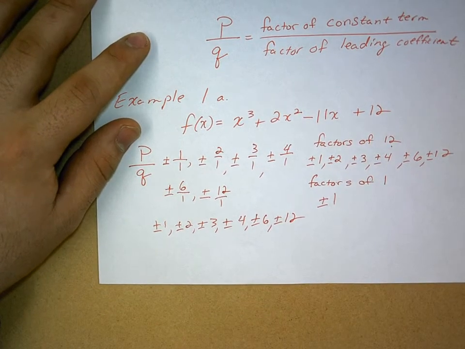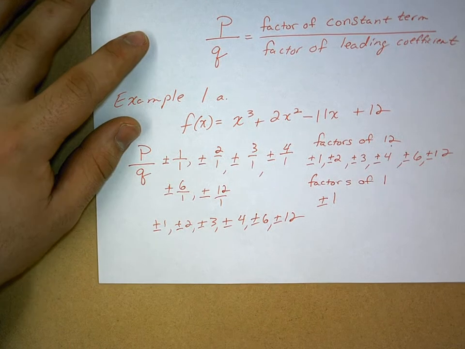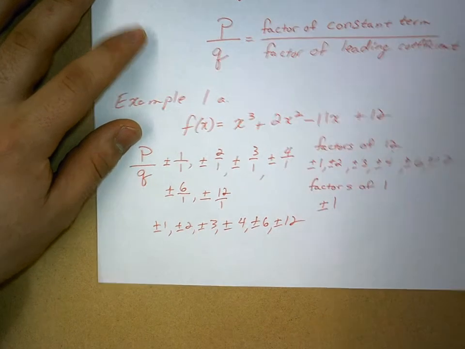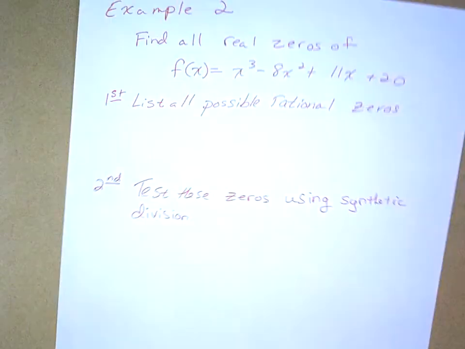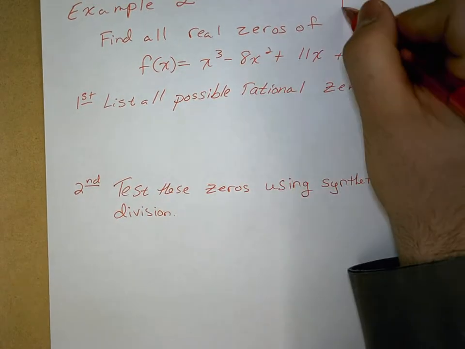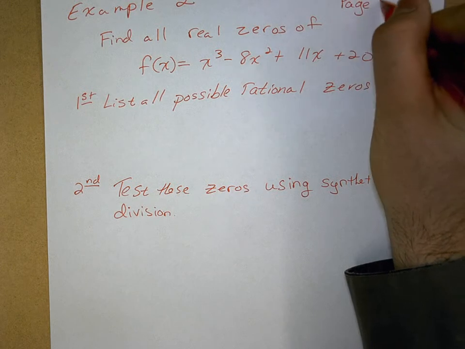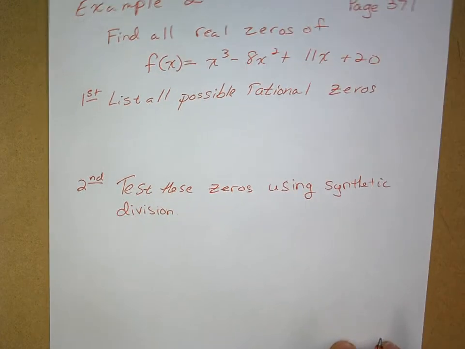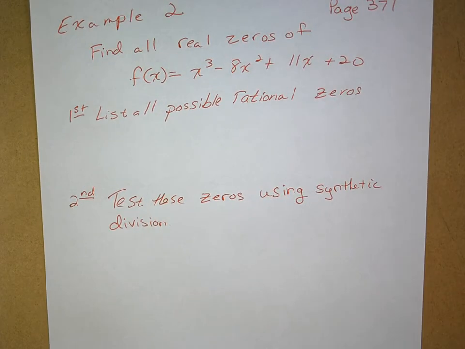Now, you had work to do in the textbook, hopefully you understand. If not, now you can go back and work on that. But let's see where this comes actually into play. All right, skip to example 2 on page 371. Directions say to find all real zeros of the following function. F of x is equal to x to the third minus 8x squared plus 11x plus 20.